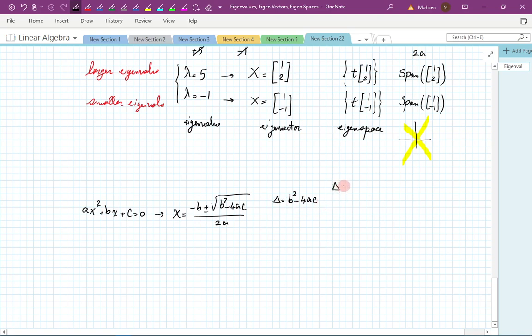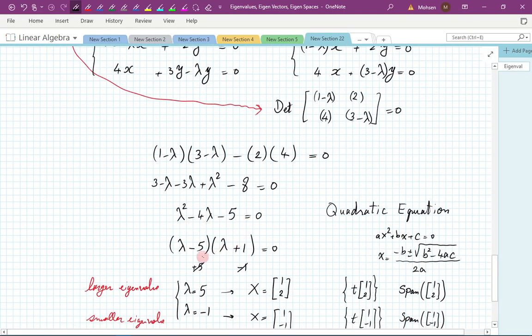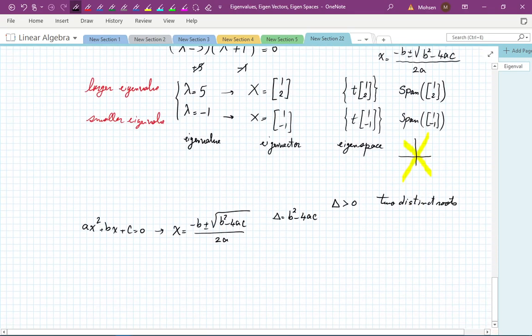If your discriminant is positive, that's a normal situation. You have two distinct roots. Like what we had here. We solved it and got two answers, 5 and minus 1. They are distinct, which means they're just different numbers. Well, special case: what if delta was 0?